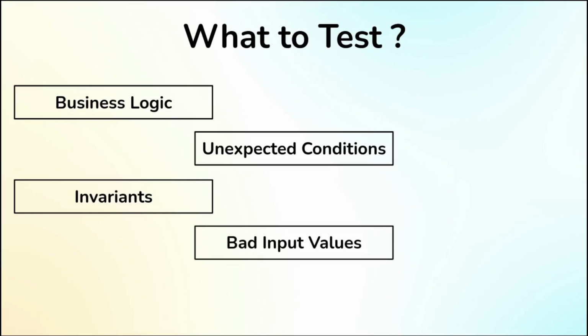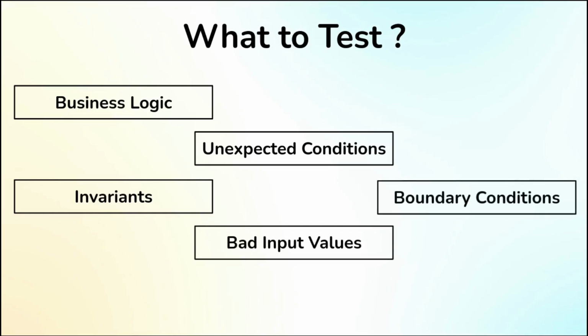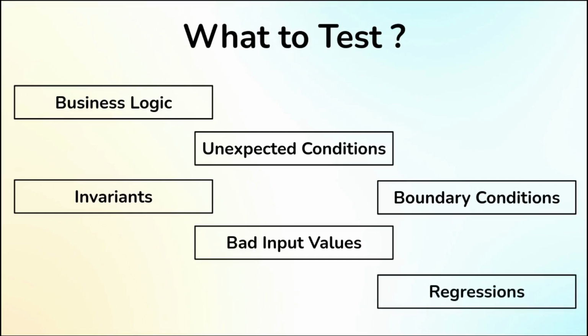Then, the boundary conditions. Use edge input values like maximum and minimum, inside and outside boundaries. For example, test flights that have 0 passengers or more than the maximum allowed passengers. And finally, the regressions. Seek to uncover new software bugs in an existing system after changes.